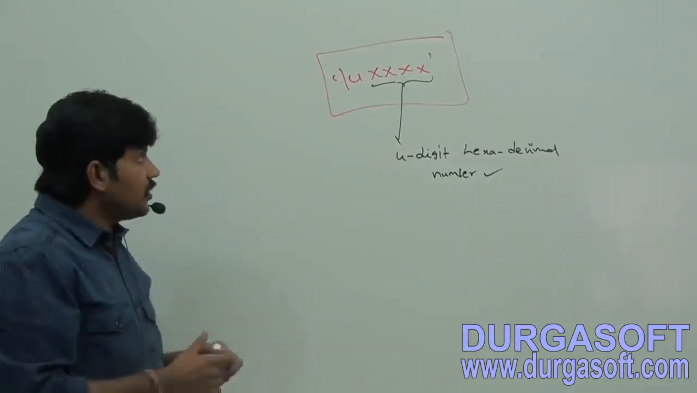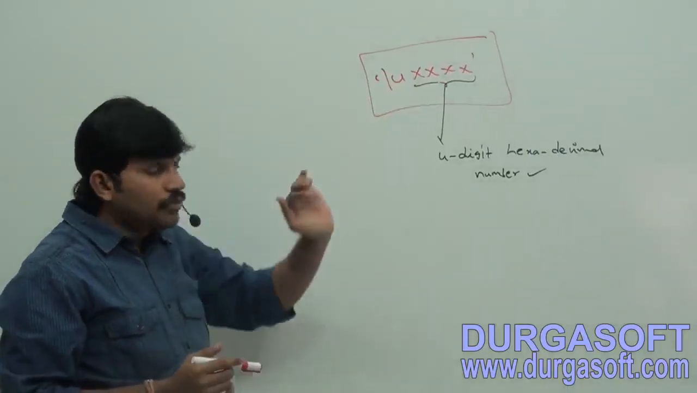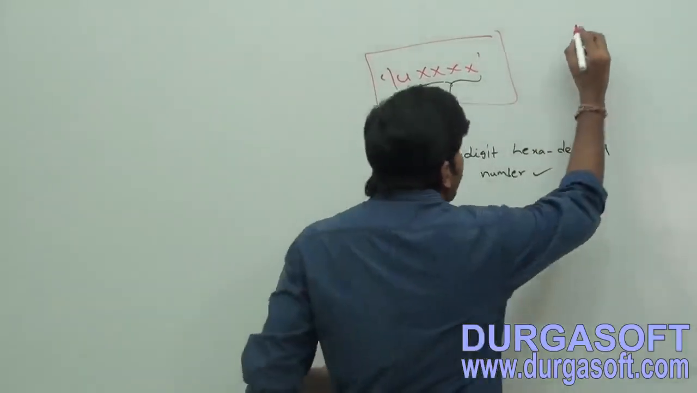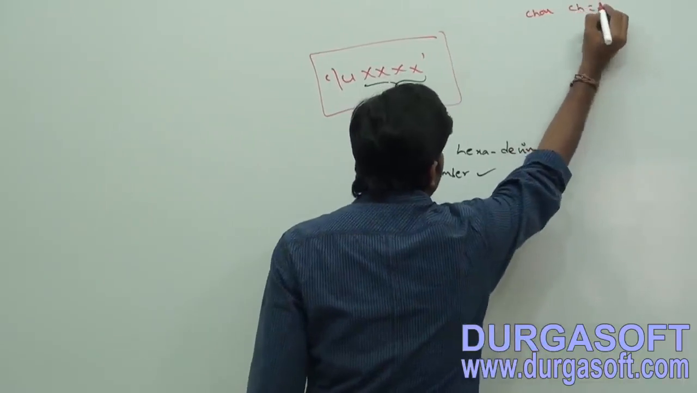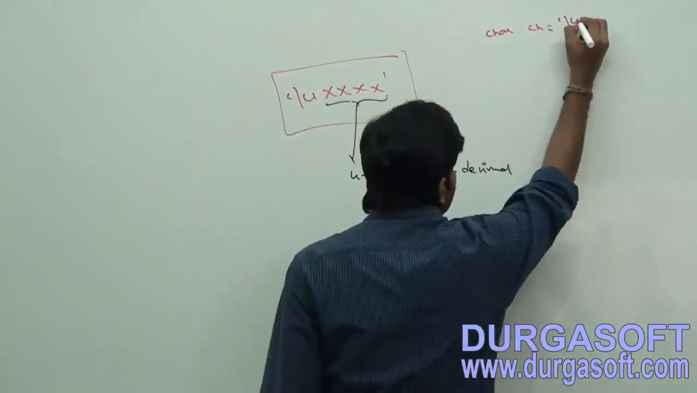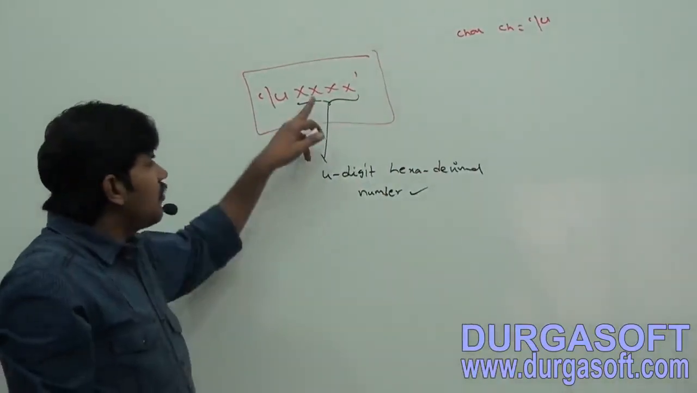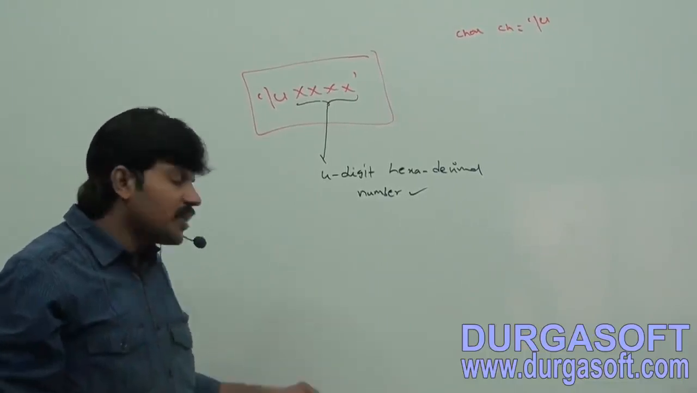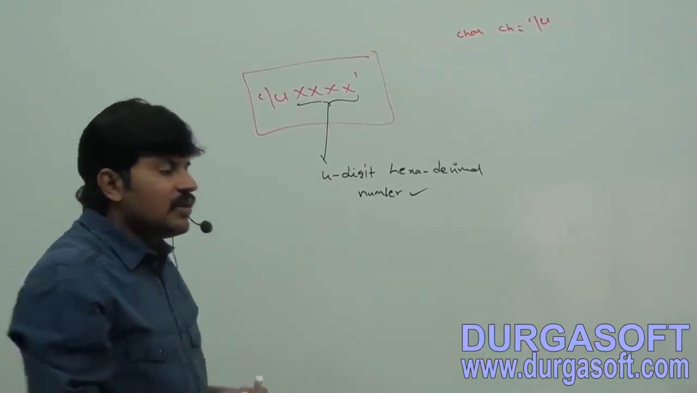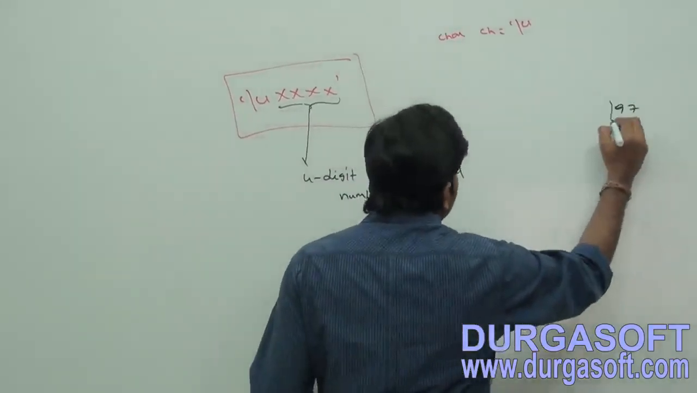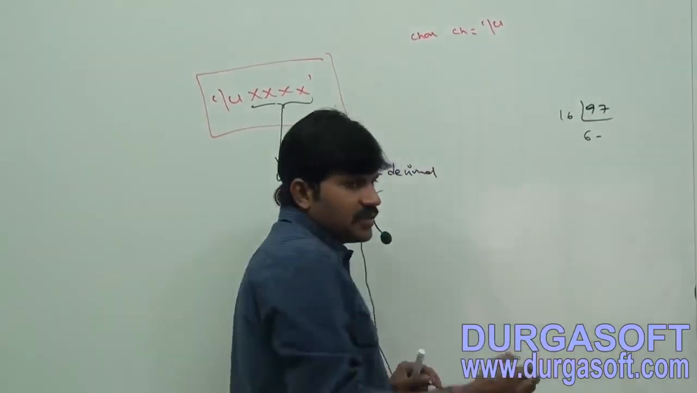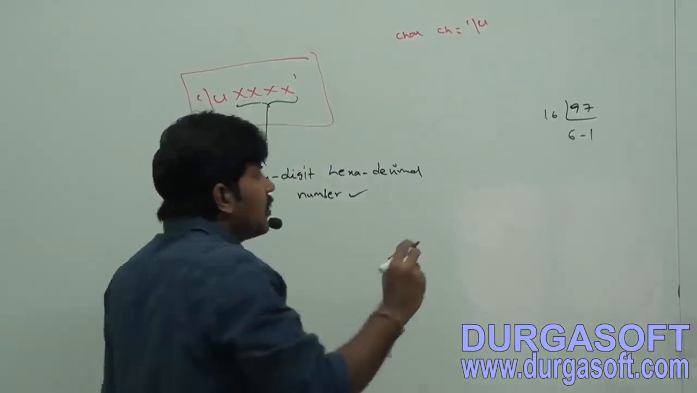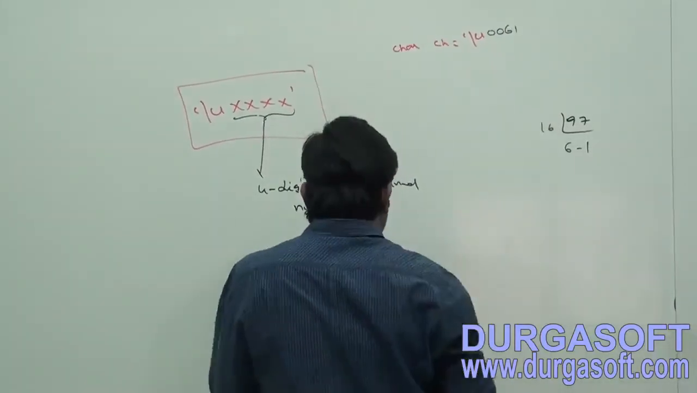Sir, can you please give an example? This form is Unicode representation. Now observe, I'm taking char ch is equal to single quote \u, and then the remaining part is a 4-digit hexadecimal number. Sir, A is there. What is the corresponding Unicode value? 97. Can you please convert 97 into a hexadecimal number? 16 sixes are 96 and 1 is the remainder, so 61. But how many digits are required? 4 digits. That's why let me add 0061.